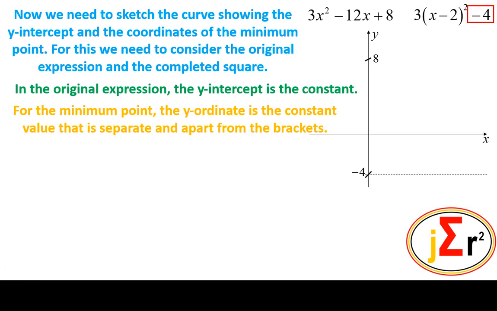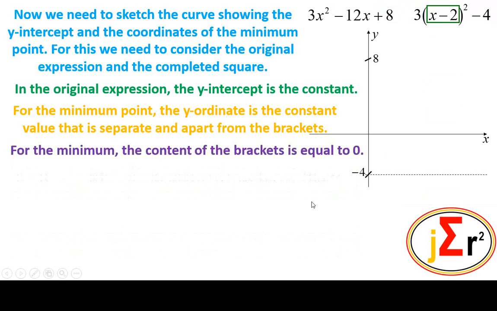Therefore, we will have the minimum point on the curve when the perfect square is equal to 0. Therefore, if this perfect square is equal to 0, the value that we have is -4, and therefore that will be the value of y at the minimum point.